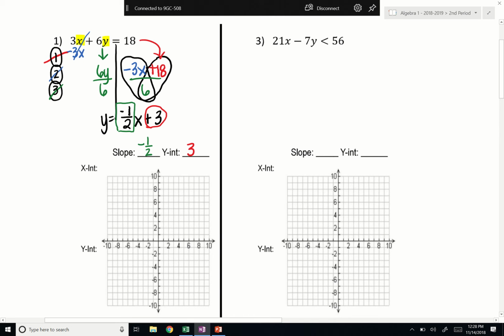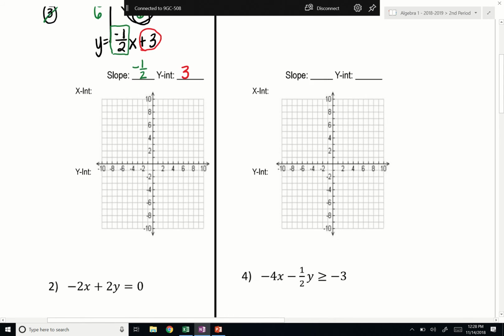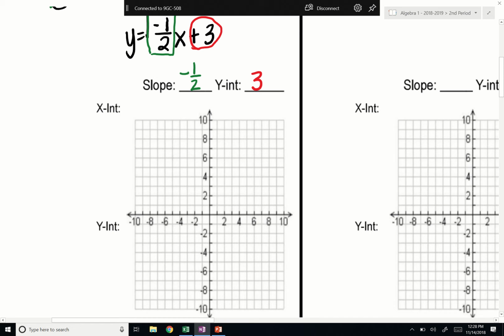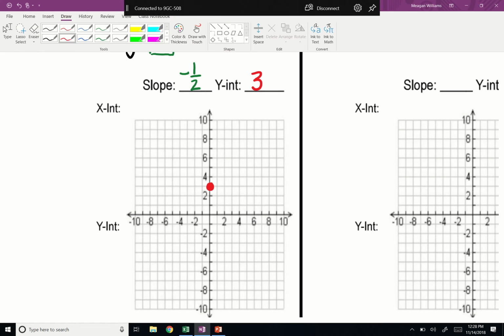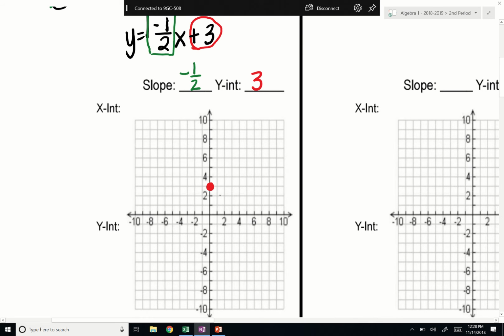If it's called a y-intercept, that means it's on what axis? The y-axis. So let's go put a dot at 3. Talk to me about slope. What do I do? Down 1 over 2. Which way? Right. Good. Down 1, right 2. Down 1, right 2. Down 1, right 2. How many dots do you have to put? At least 3.